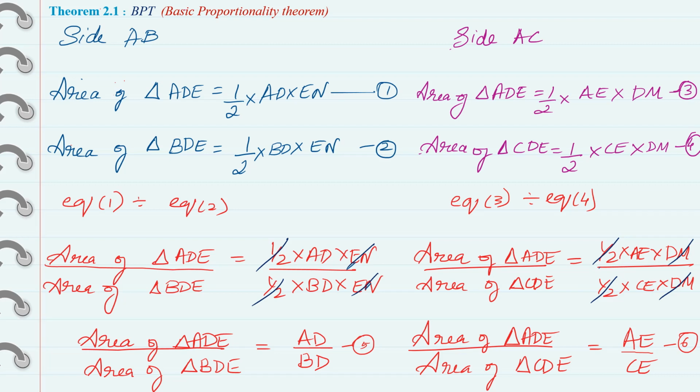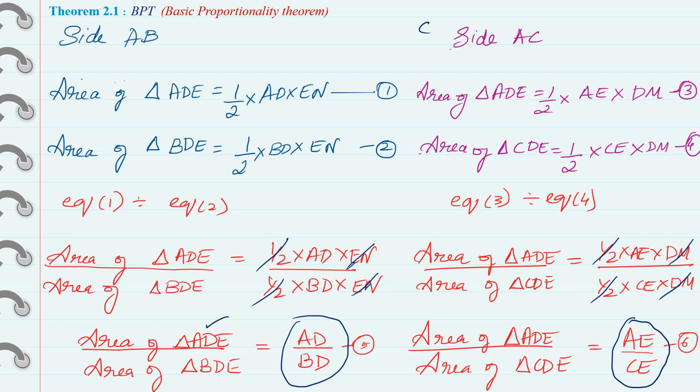We have to prove that AD divided by BD is equal to AE divided by EC, right? So we got AD divided by BD, also AE divided by EC. We got the ratio, but we have to equate equation 5 and 6. In order to equate equation 5 and 6, both LHS should be equal, right? So what is your LHS?